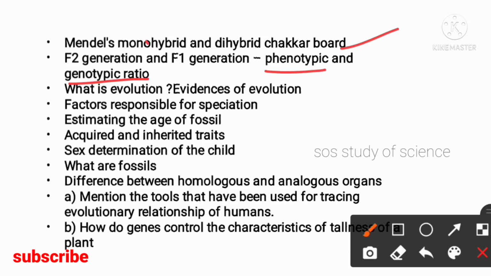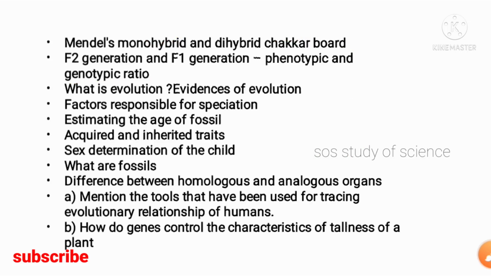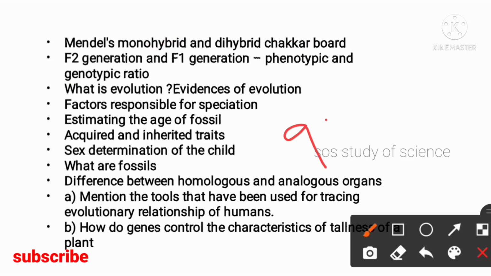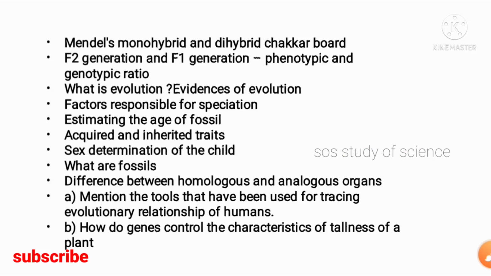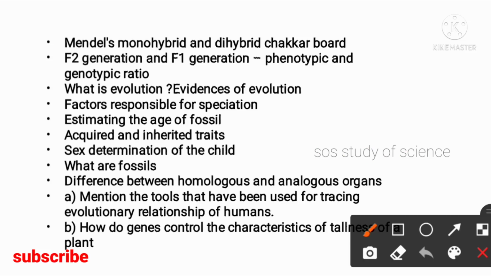See, monohybrid F2 generation is 3:1 phenotypic. Genotypic is 1:2:1. In the case of dihybrid, the phenotypic ratio is 9:3:3:1. You must know this. Okay, and you must also know how to write the checkerboard. Then you have to understand what is meant by evolution and what the evidences of evolution are. Factors responsible for speciation. You may also expect the question what is meant by speciation. Very simple, that is, formation of a new organism from the existing organism, I can say in a simple way.